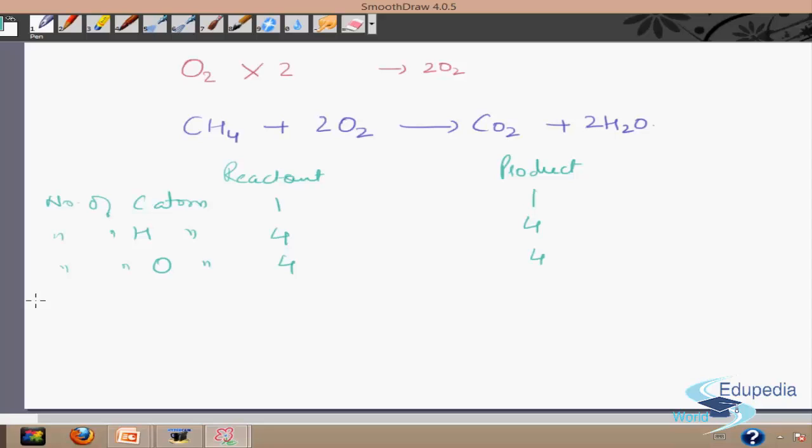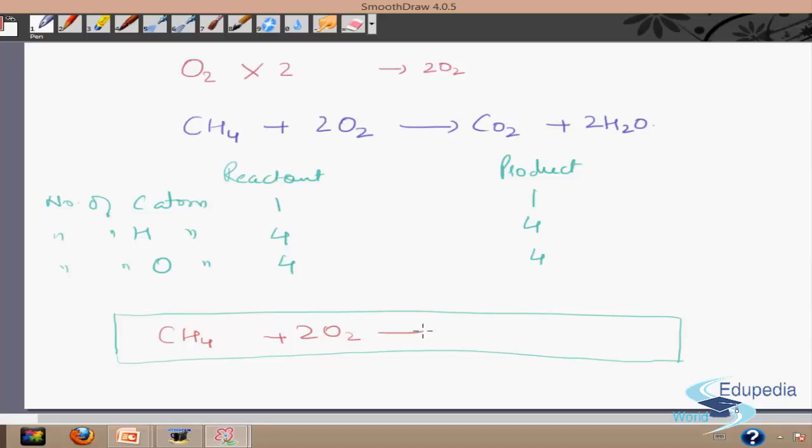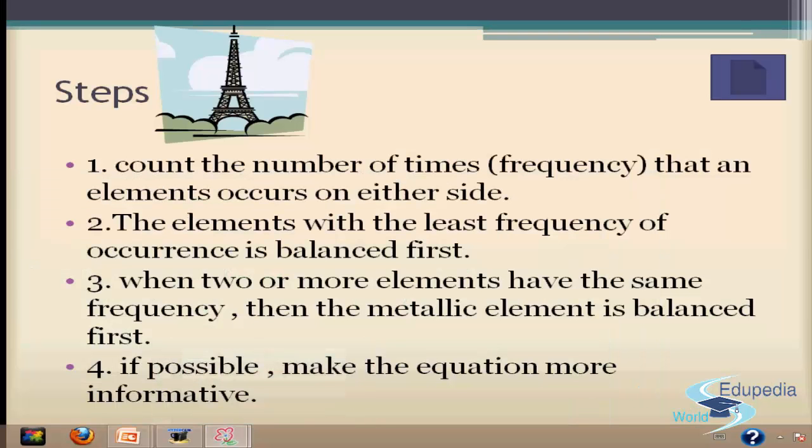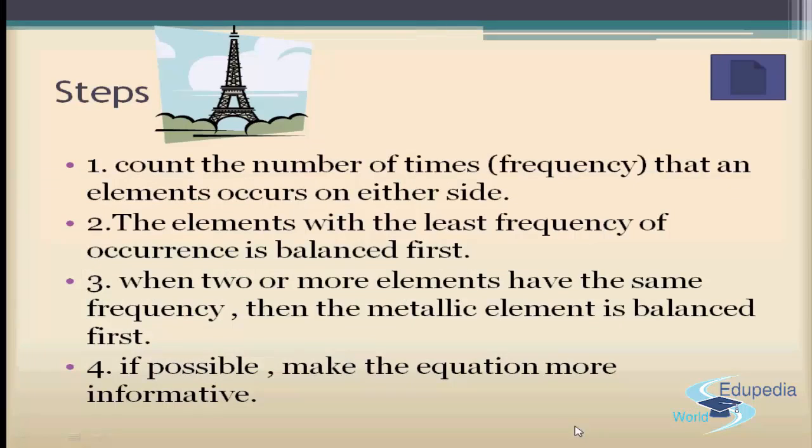So friends, from this final equation, let's write down. I write CH4 + 2O2 giving out CO2 + 2H2O. So now from this equation we can write more information by indicating the physical state of the reactant and product as well as the heat changes taking place in the reaction. So let's find out in the future slides how we can add more information and make our chemical equation more informative.